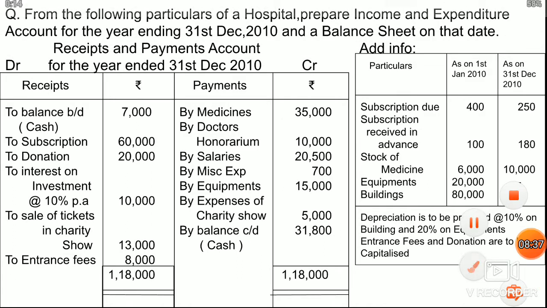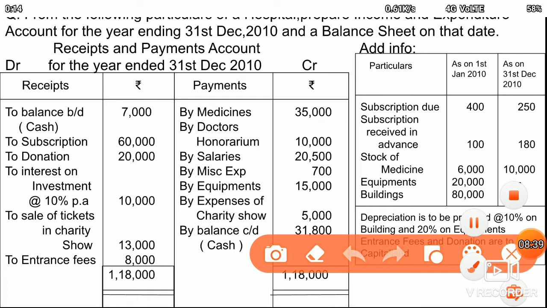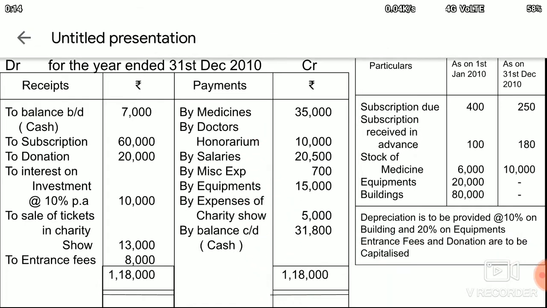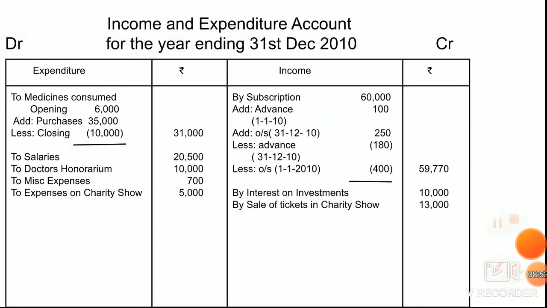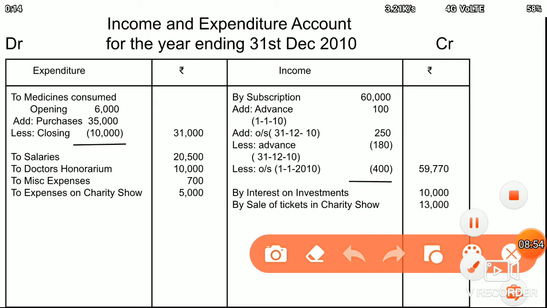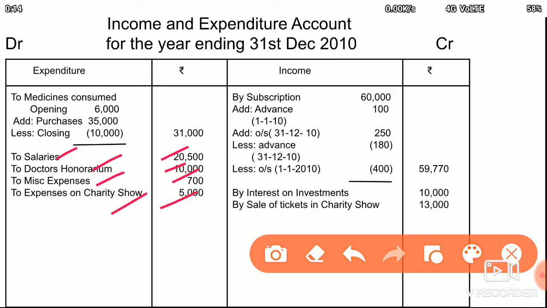Next we can take these items. Doctor's honorarium can be taken, salaries can be taken, miscellaneous expense can be taken, expenses of charity show can be taken. They require no adjustment, so we can directly take them into the expenditure side of the income and expenditure account. So to salaries 20,500, to doctor's honorarium 10,000 rupees, to miscellaneous expenses 700, to expenses on charity show 5,000 rupees.